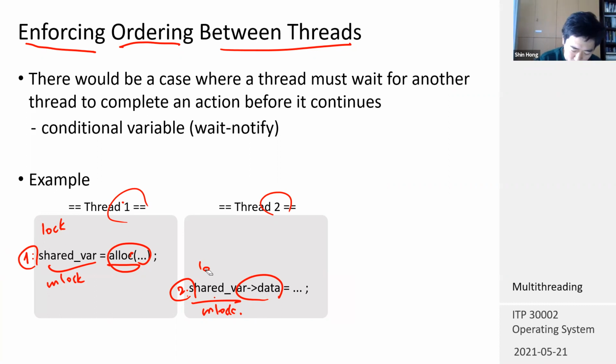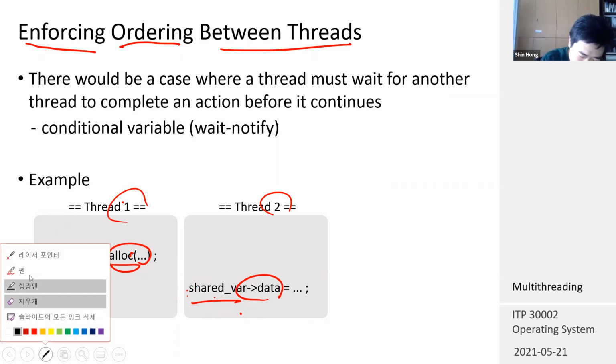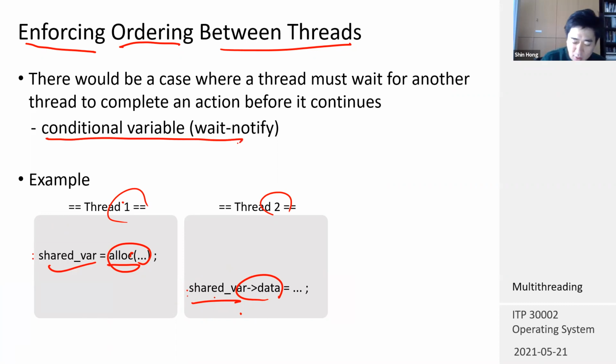There are different solutions for this problem, and one famous synchronization primitive used for enforcing ordering is the conditional variable. Sometimes it is referred to as wait and notify. Wait and notify and conditional variables are two different concepts, but I think your textbook also addresses them as the same thing. They look pretty similar, so I just introduce them at the same time.